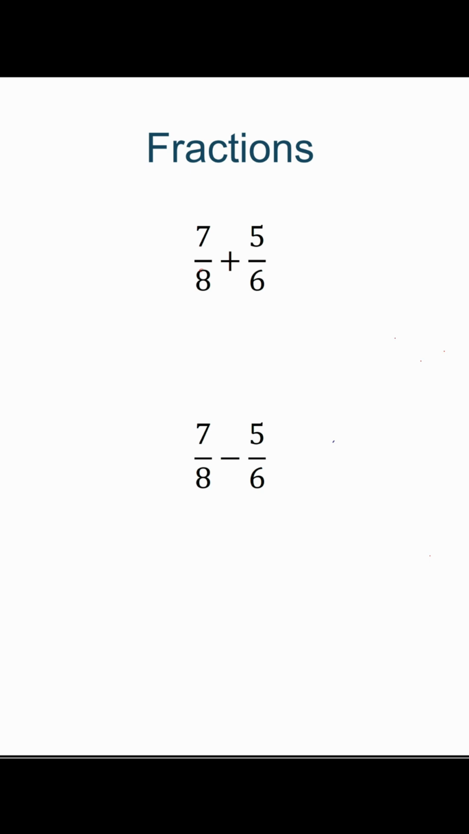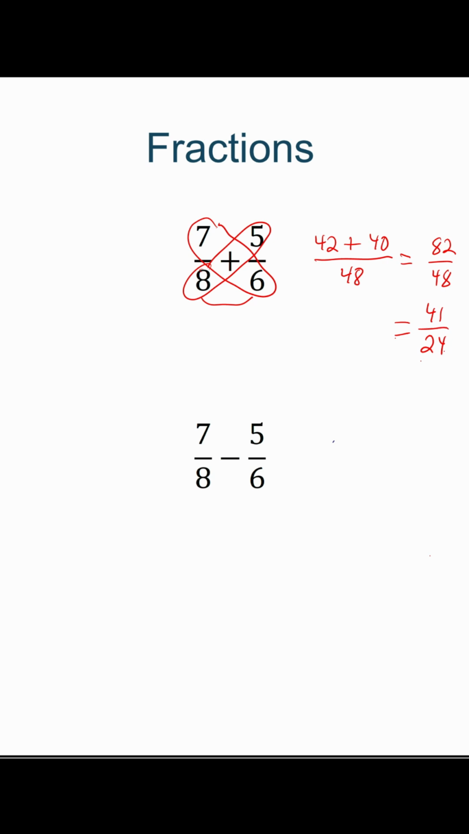So if you had 7/8 plus 5/6, the way the butterfly method works, you're going to take the 7 times the 6 to get 42. You'll take the 8 times the 5 to get 40. And then you'll take the 8 times 6 and get 48 in the denominator. And so you'll end up getting 82 over 48, which reduces down to 41 over 24.